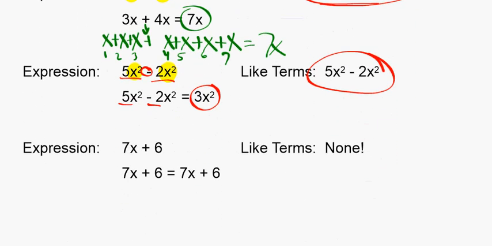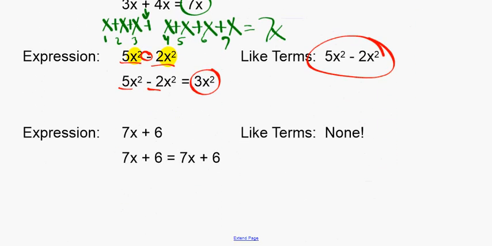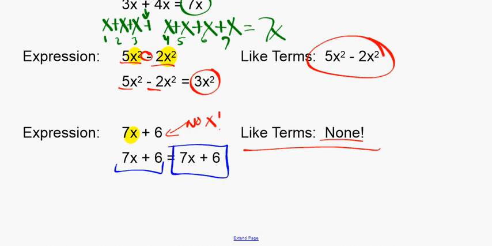Sometimes you have an expression where the terms are not like terms. Here, you have an x, but the next one does not have an x. That means they're not like terms. There are no like terms in this expression. So if you can't combine these, then they stay separate. 7x plus 6 would remain separate.